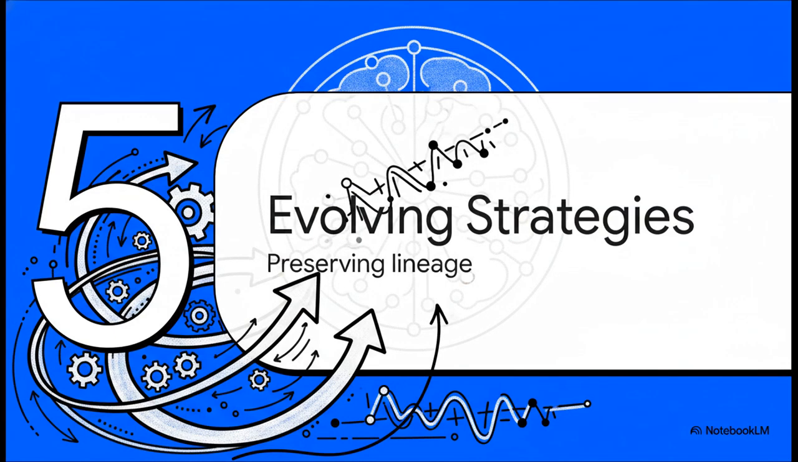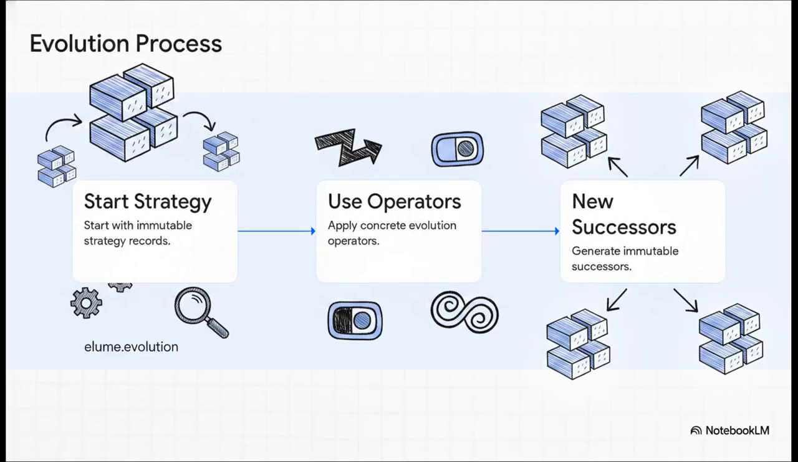Section 5. Evolving Memory Strategies. How do we adapt without losing our lineage? For developers wanting to genuinely adapt their agent's memory, here is the exact step-by-step. First, you start with your immutable strategy records, which are managed by the Elume.evolution component. Second, to actually improve the strategy, you apply concrete evolution operators. We're talking tools like the genotype jitter operator, the parameter toggle operator, or the uniform crossover operator.